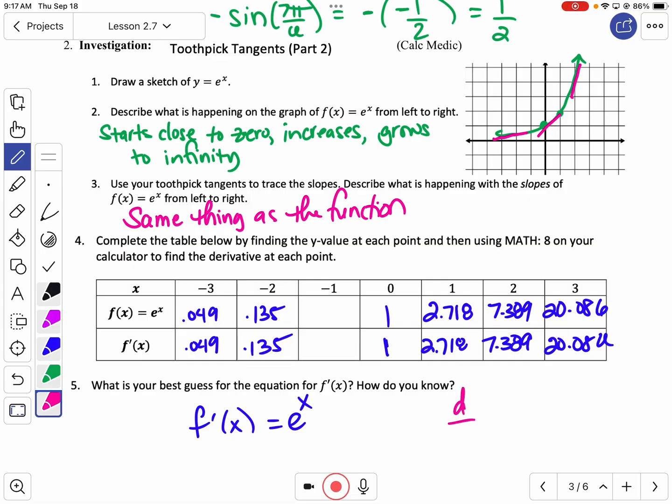So the derivative with respect to x of e to the x is e to the x. It's the easiest derivative you'll have to remember. The derivative of e to the x is e to the x. Then it asked me to do the same thing with ln, and talk about what happens there.